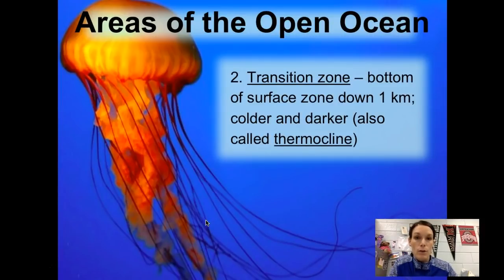Further down, as you go deeper into the open ocean zone, is called the transition zone. So what are we transitioning from? We're transitioning from light to dark. This goes from the surface zone down to the deep dark zone, which we'll talk about in a minute. It's about an average of a kilometer below the surface, and as you go deeper into the ocean water, it's getting colder and darker. If you see the word thermocline, that is describing this zone as well.